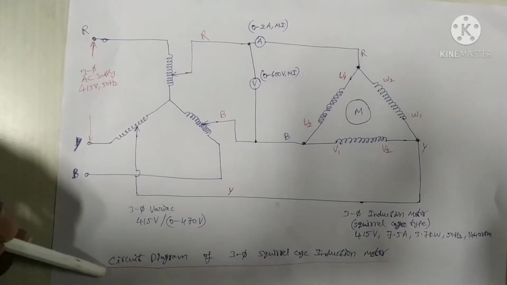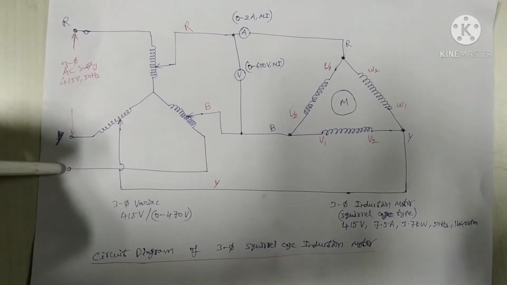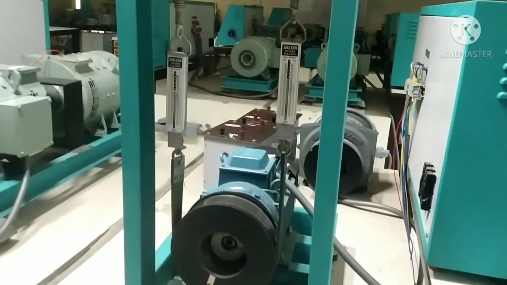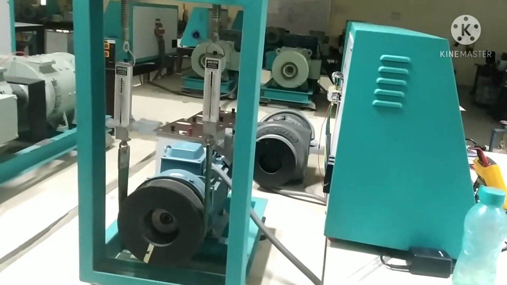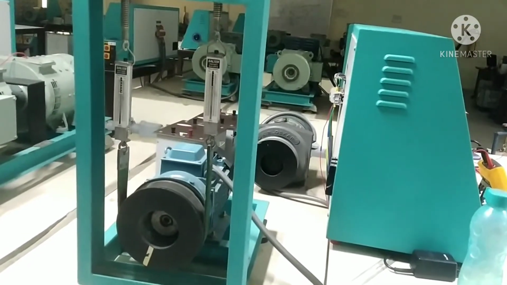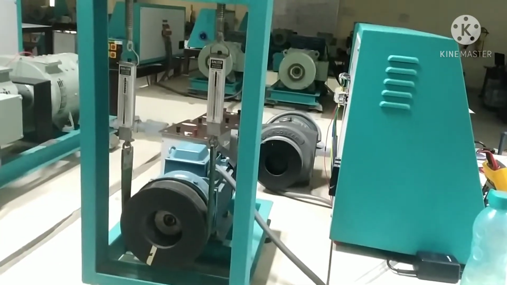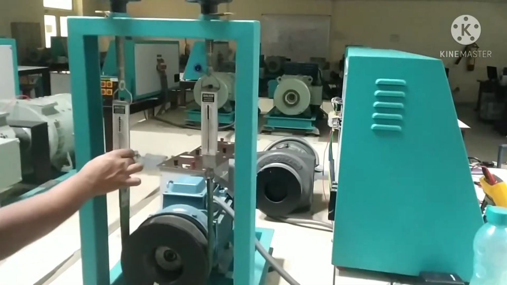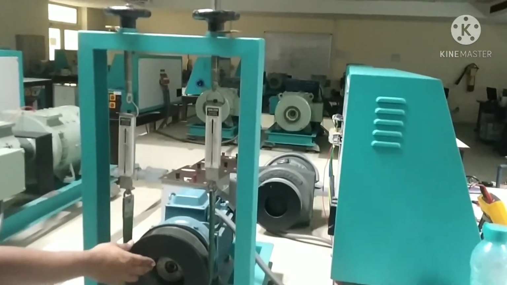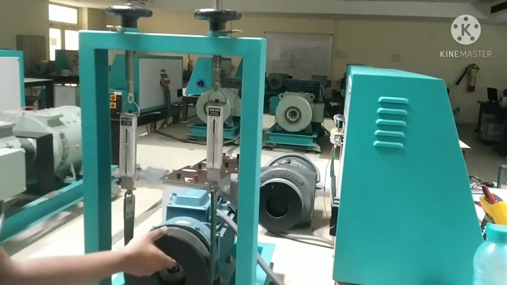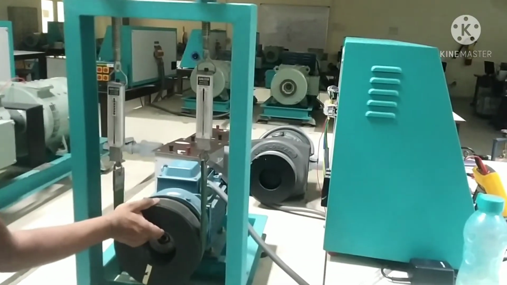Last time we used this circuit diagram for the no load test. The same circuit we are also going to use for the block rotor test. Last time we used this same motor for the no load test on the 3-phase squirrel cage induction motor. Today we are using the same motor for the block rotor test. Last time we haven't applied any spring balanced weight on this rotor. Today we have applied spring balanced weights on this rotor so that the rotor is blocked. If you observe this, it is blocked.